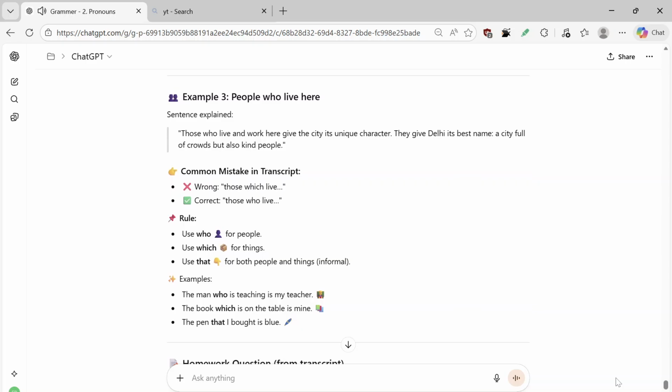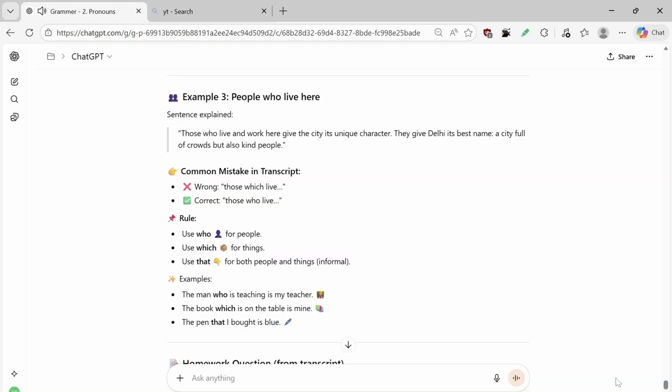Common mistake in transcript. Wrong: those which live. Correct: those who live. Rule: use who for people. Use which for things. Use that for both people and things, informal. Examples: the man who is teaching is my teacher. The book which is on the table is mine. The pen that I bought is blue.